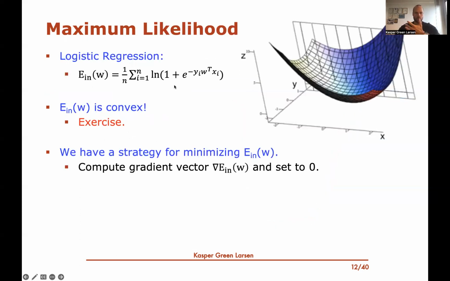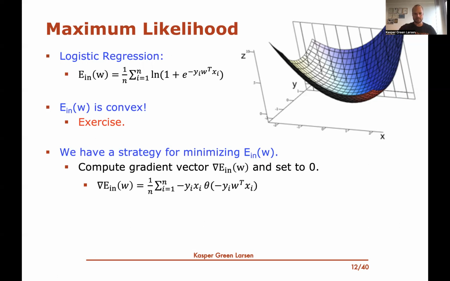So, our approach was that we have a strategy to minimize the ensemble error. We just have to compute the gradient vector and set it to 0. And we just found an expression for the gradient vector. So all that remains now is to take this expression and set it to 0. This is also what we did for linear regression. We computed the gradient and we set it to 0.